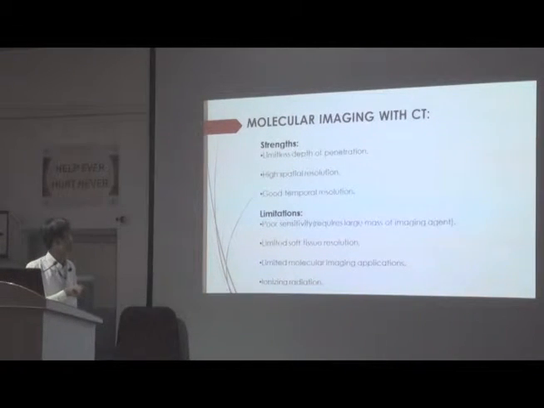These are the strengths and limitations of the molecular imaging CT. The strengths are it will give the limited depth penetration, high spatial resolution, and good temporal resolution. And it has got some limitations also. It has poor sensitivity and limited soft tissue resolution, limited molecular imaging application, and ionizing radiation.